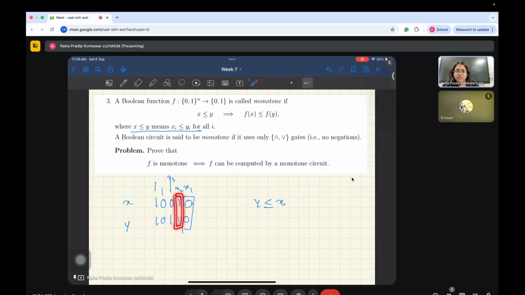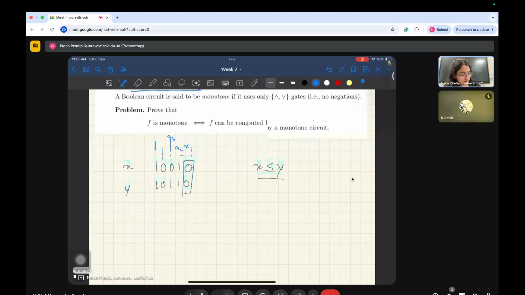Here also the first value is less than or equal to the second value. That happens for each column, for all xi less than or equal to yi. Then in this particular ordering, we'll say that x is less than or equal to y.